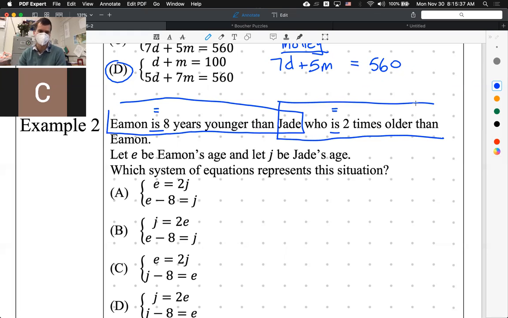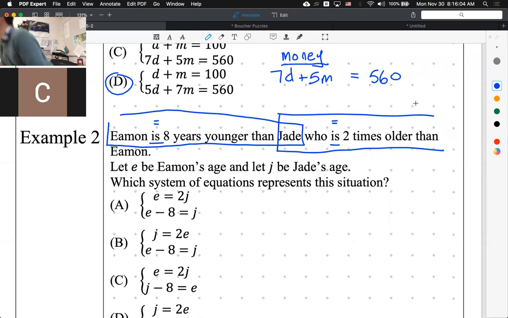So I need someone to make one equation. And this one has both of the units the same. It's age, age, age, years, years, years. It's the same units, so we can't separate by units. You just have to go by how the sentence works. All right, I need some help. Obviously, I can't say Eamon. Eamon has to be converted into something else. What is Eamon as a variable?